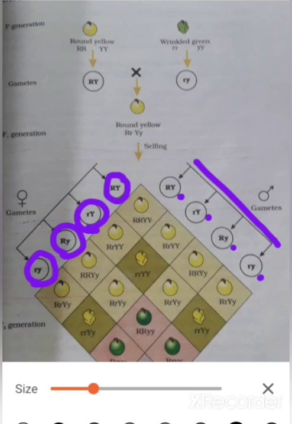In the first case, capital R capital Y combines with capital R capital Y to form the offspring capital R capital R, capital Y capital Y. Its phenotype is round yellow. Then small r capital Y combines with capital R capital Y. We get capital R small r, capital Y capital Y. This is the genotype. Its phenotype is round yellow.